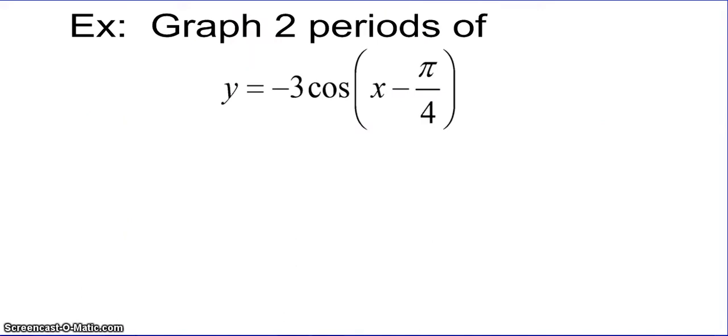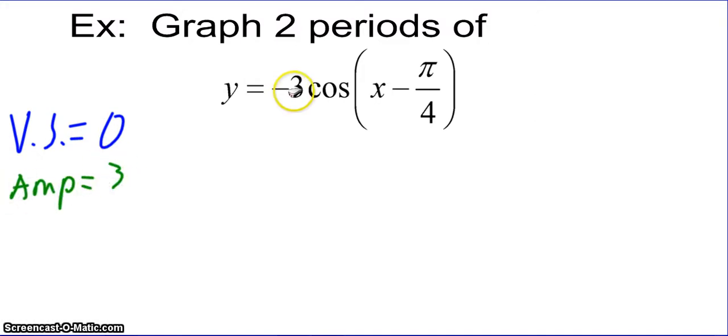Okay, now let's do a cosine. So again, let's go through the things that we want to find. Well, vertical shift is 0 here because we're not adding anything onto the end. What is our amplitude? Our amplitude is 3. Remember, this is a -3, so the negative will affect the graph, but the amplitude is 3.